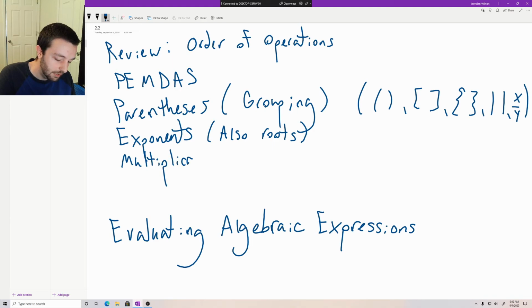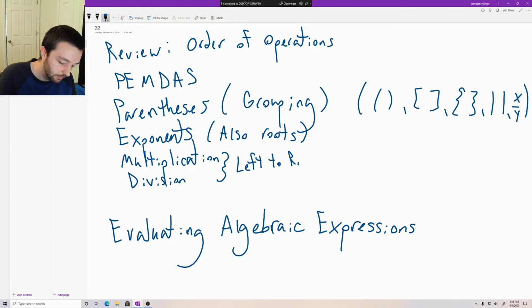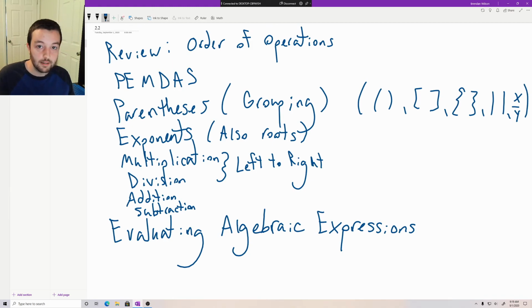So then we just have our four standard operations, multiplication and division. And remember, these go together. So you should do these left to right. So you don't do multiplication first and then division. Once you're on that step, you should do them in the order they appear, left to right. And same thing with addition and subtraction. So we don't do all the addition and then do all the subtraction. We count them as the same step and evaluate them left to right.